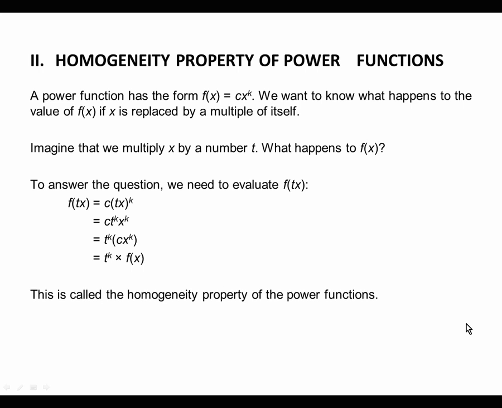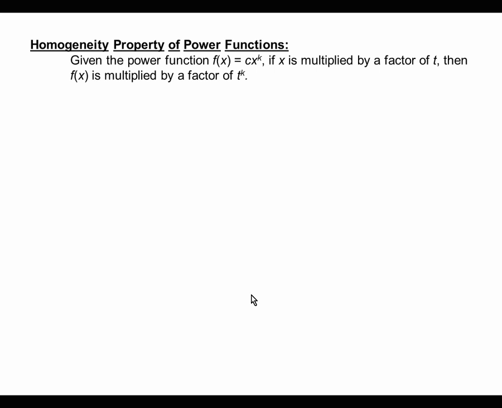So we're going to state this formally. The fact that I end up with t to the k times f of x, that's the homogeneity property of the power functions. So to state it formally, homogeneity property of power functions. Given the power function f of x equals c times x to the k power, if x is multiplied by a factor of t, then f of x is multiplied by a factor of t to the k. So it's whatever number you multiply x by, take that number to the power, and that's what f of x is multiplied by.